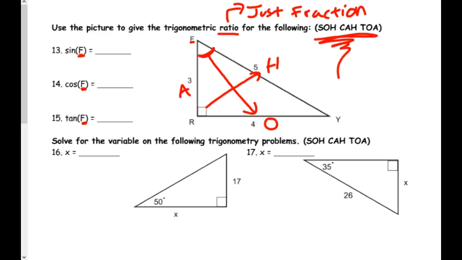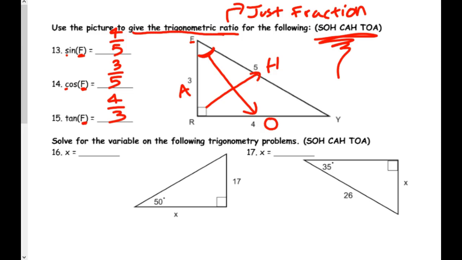so I can use SOHCAHTOA. So for 13, for sine, I'm going to use SO, O over H, so 4 over 5. For cosine, I'm going to use CA, A over H, 3 over 5. And then for tan, I'm going to use TOA, O over A, 4 over 3. All right. Not too bad. You don't need to solve anything. You don't need to do any trigonometry, inverse trig. You don't use a calculator. Just write the fraction, if it says, give the trigonometric ratio.